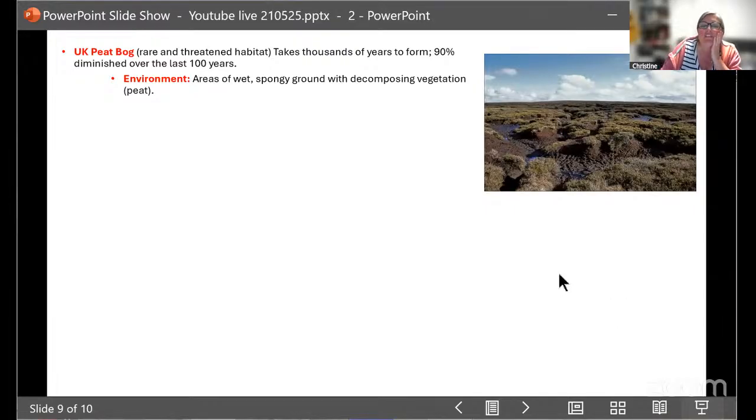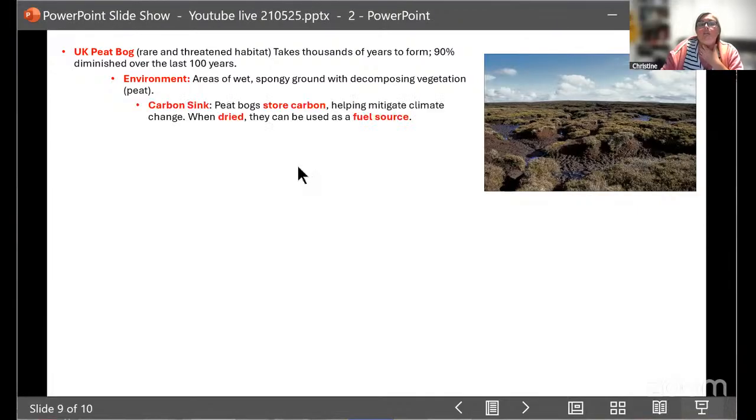I feel like they could bring in the carbon cycle. And so if they're going to bring in the carbon cycle, they could link it to peat bog. So if they were going to give you an example, it could be looking at the fact that we have got in the UK these peat bogs. Now they have very rare and threatened habitats here because of the type of ground that's there. So the environment is really wet. You've got this spongy ground. If you've ever been there, it's really spongy and it's filled with decomposing vegetation, which is known as peat.